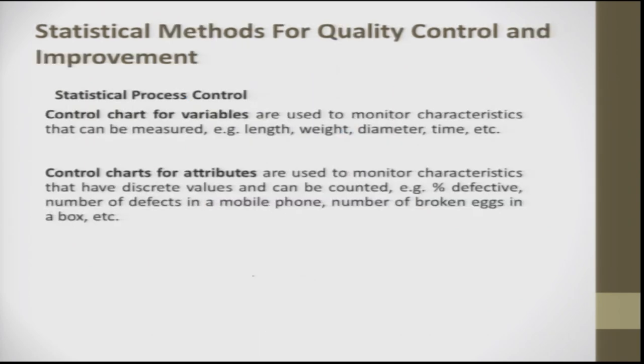So, when we talk about quality control and improvement, statistical process control, control charts for variables and control charts for attributes are available. When the variables are measurable, we use control charts for variables. Control charts for attributes are used with respect to a yes or no factor, like whether the product is working or not working. They are used to monitor characteristics that have discrete values and can be counted. For example, a cell phone working, not working, one defective; percentage defective, number of defects on a mobile phone, number of broken eggs in a box, etcetera.